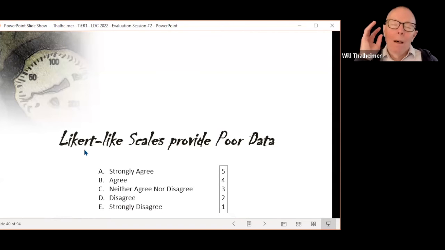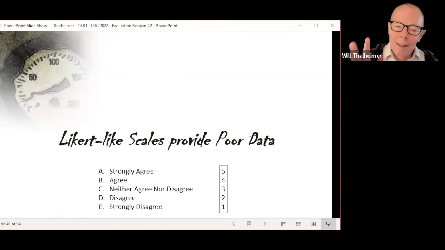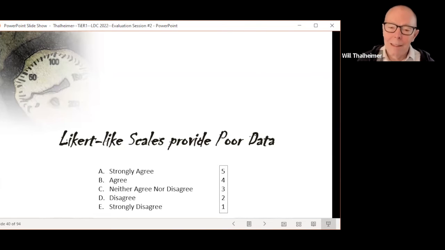So why are our traditional smile sheets ineffective? One reason is we use Likert-like scales. So a Likert scale, and by the way, I used to call it Likert. And then somebody said, Will, I think it's Likert. And I said, really? So I went to investigate, and I found the daughter of Likert who said that the way to pronounce it is Likert, and I sort of trust her.